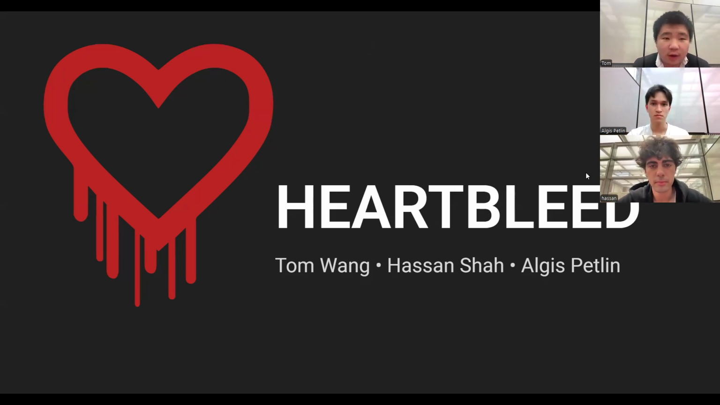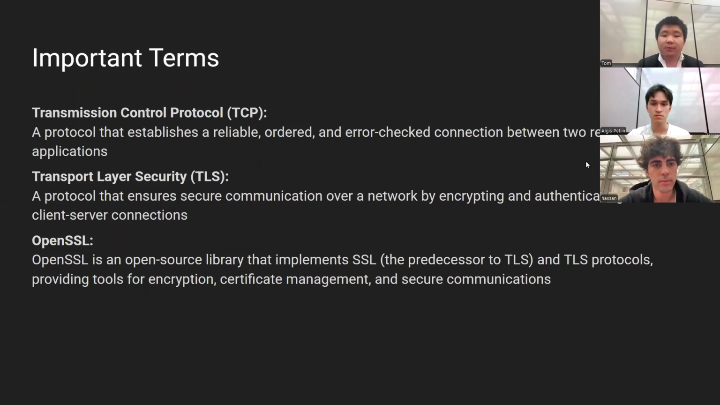So to start off, we're going to go over some important terms. Transmission Control Protocol, or TCP, is a protocol that establishes a reliable, ordered, and error-checked connection between two important applications. The second one is Transport Layer Security, TLS, a protocol that ensures secure communication over a network by encrypting and authenticating client-server connections. And lastly, OpenSSL, an open source library that implements SSL, a predecessor to TLS, and the TLS protocols, providing tools for encryption, certificate management, and secure communication.